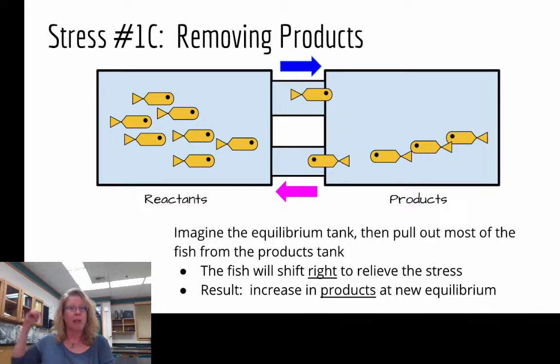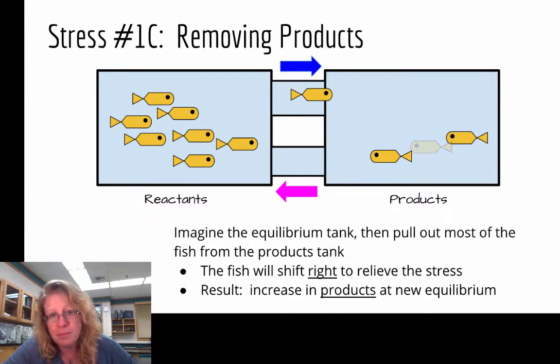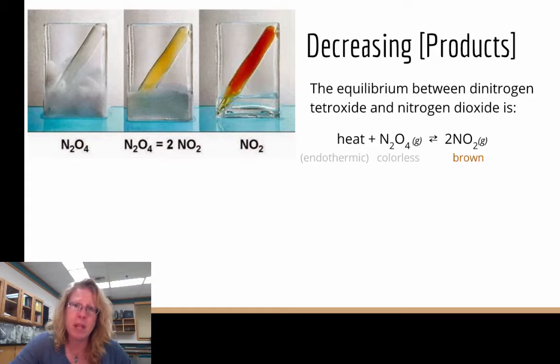So even though I'm pulling products out, more products are going to flow that way, and I'm going to actually end up reducing the amount of reactants, right? It's going to flow towards the right. Increase products, decrease reactants. It's going to end up on that particular side. So there's my lonely fish. Again, at equilibrium, that's what I'm starting to do as my stress. They're going to flow in that way to try to fill up that empty tank.